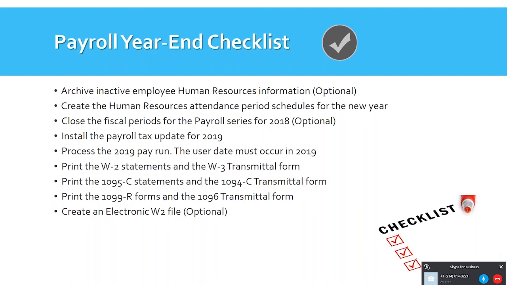And then at this point, you've run your W-2s and everything's ready to go. So you'll want to install your tax update for 2019. And then at that point, you're ready to run your 2019 payroll. So the important thing here is to make sure you do not process your 2019 payroll until you've installed this tax update, because that will have all of the new tax tables that will need to be used for 2019.